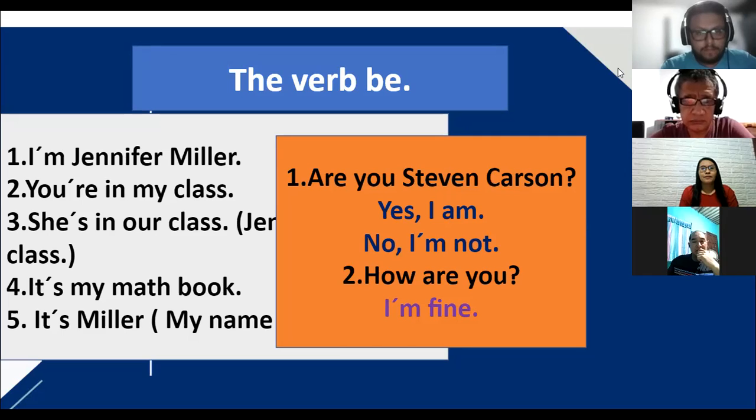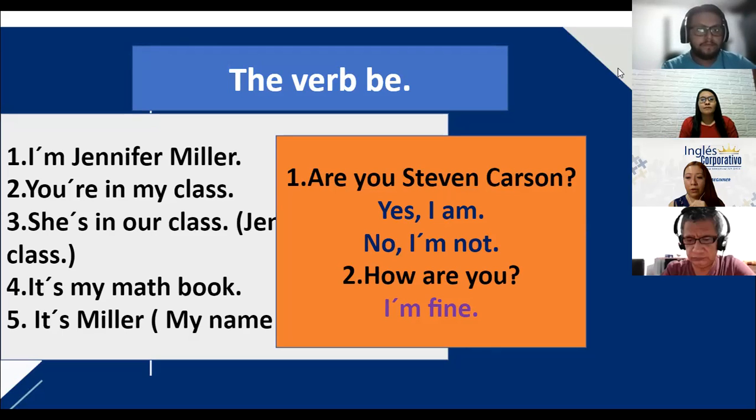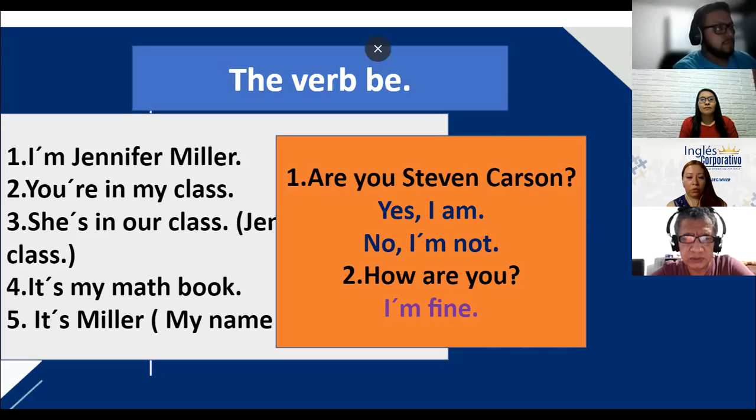It's Miller, correct. So, en cada una de esas oraciones, hay un sujeto y está una forma del verbo to be. Okay, I am Jennifer Miller, o I'm Jennifer Miller. You are or you're in my class, right? Cada una de esas sigue exactamente la misma estructura. Sujeto, verbo to be, y el resto es complemento en este escenario, ¿de acuerdo? Ahora vemos un ejemplo de pregunta.